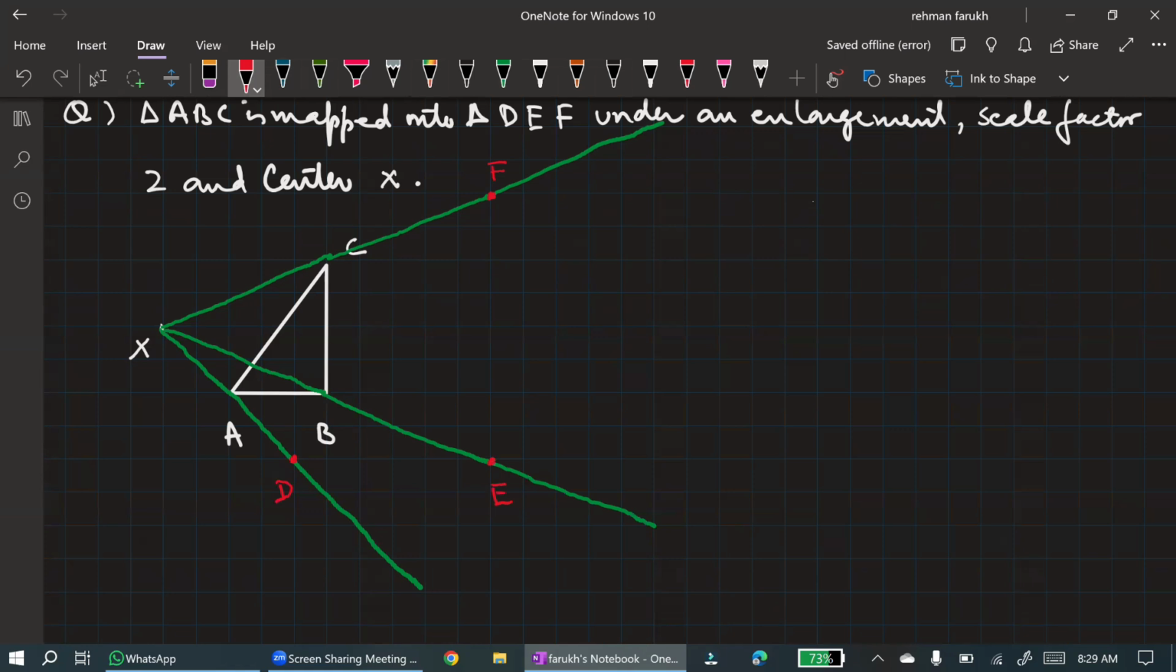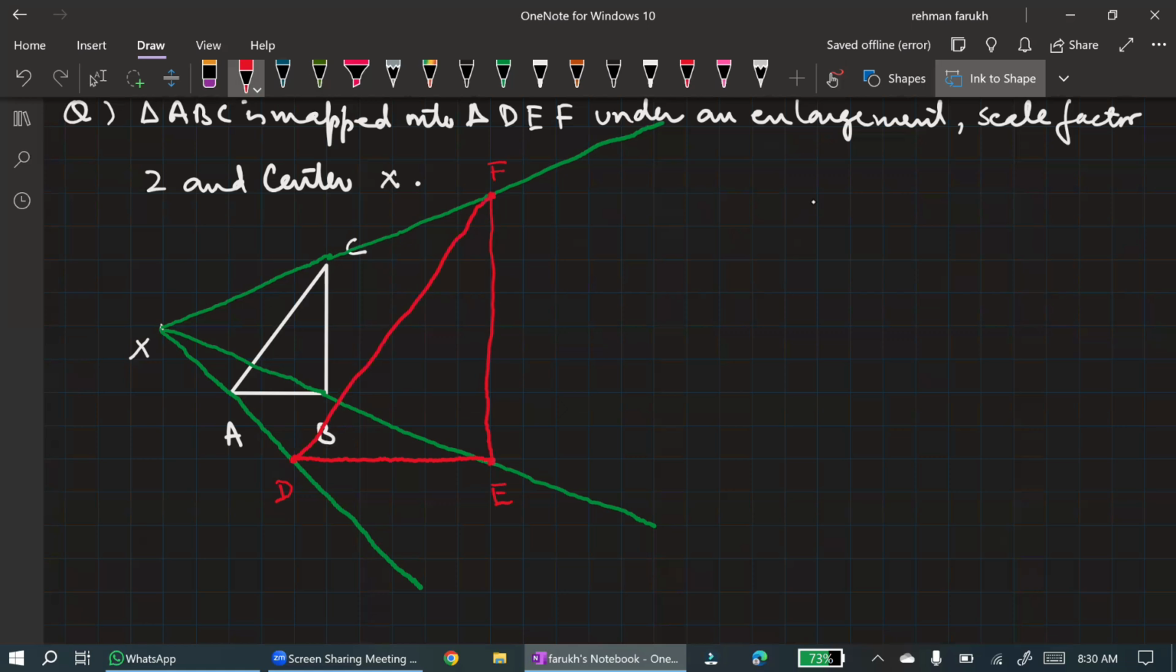Now the new triangle formed is this one. This one DEF is the image of ABC, center X and scale factor 2. Is there any confusion?